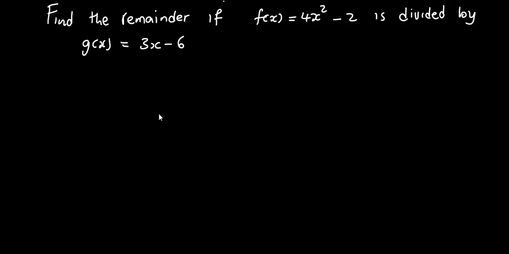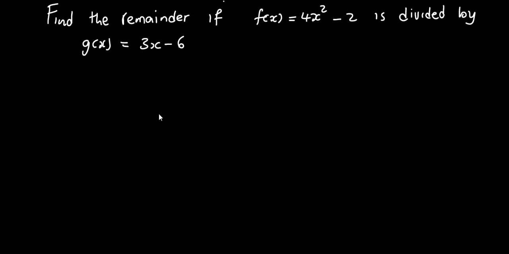So now, we have the question here. They want us to find the remainder if f(x) is equal to 4x² − 2, divided by g(x) equals 3x − 6. What I need you to know is, when they say find the remainder if f(x) is divided by g(x), you take whatever we are dividing by. So we are dividing f(x) by g(x).